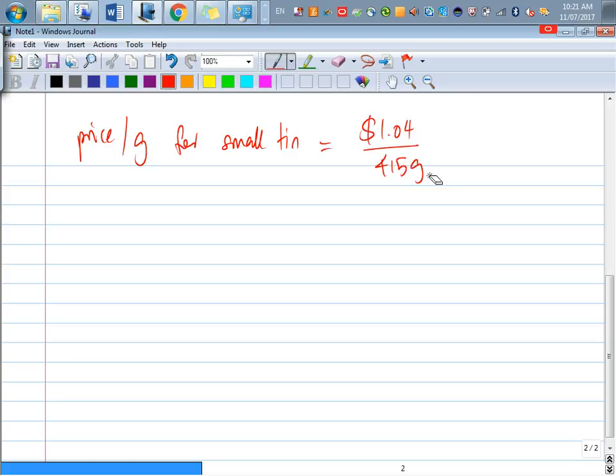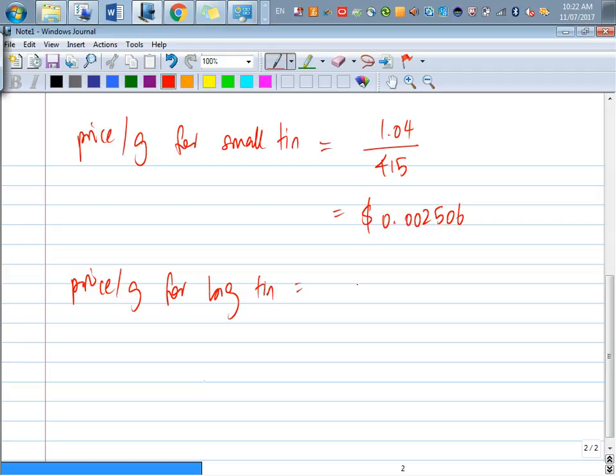You can choose to put in the units here, or you can choose to remove them. So you will get 1.04 divided by 415. So you get this as 0.002506. This is the cost per gram in a small tin. Then we can do something similar for the big tin. Price per gram for big tin. That will give us 1.98 divided by 815.